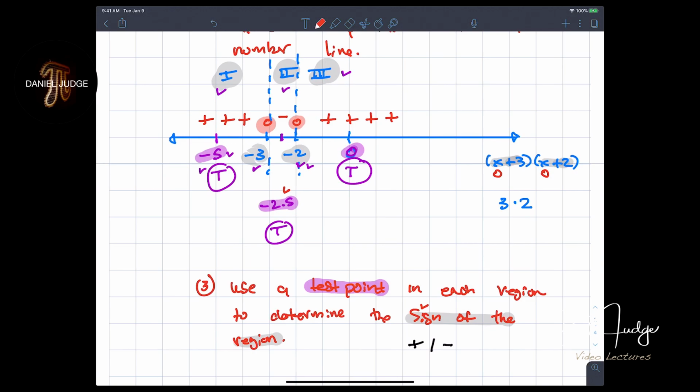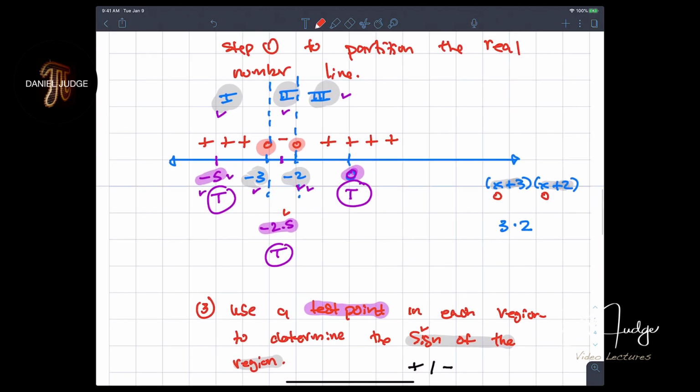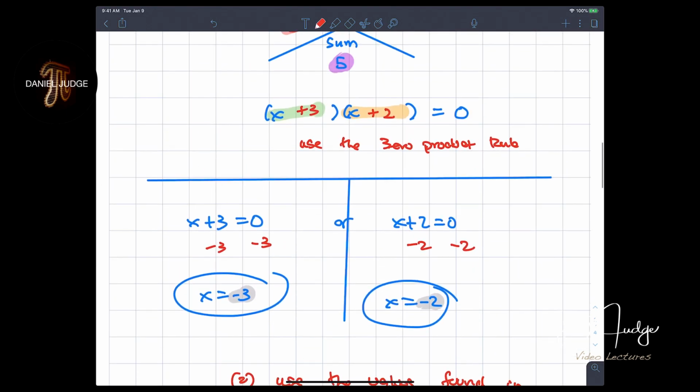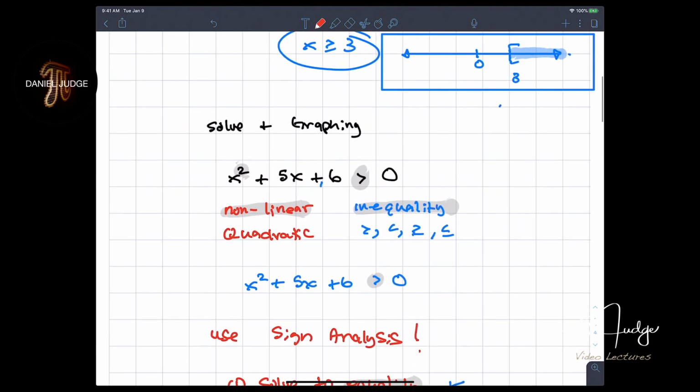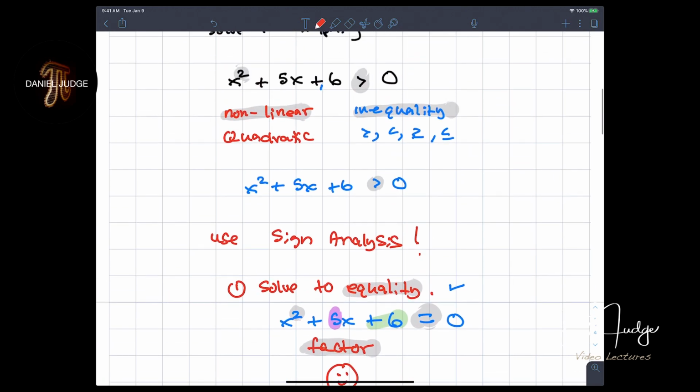So I want you guys to take a very, very good look at this. This is known as sign analysis. We have knowledge of the signs for our 3 regions here defined by those values, negative 3 and negative 2. We know the signs. So you may say, okay, well, what does that mean for solve and graph? You told me to solve and graph this. We're learning sign analysis. How do I solve? How do I graph? Well, go back to the original question.